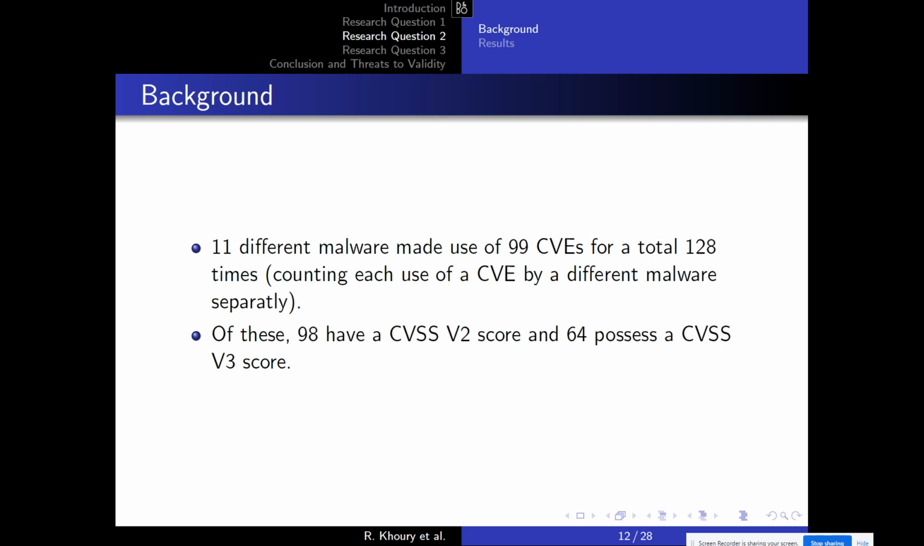And only one vulnerability had neither, and we believe that it's a duplicate of another vulnerability in the dataset, in the 99. So these things are not always certain.